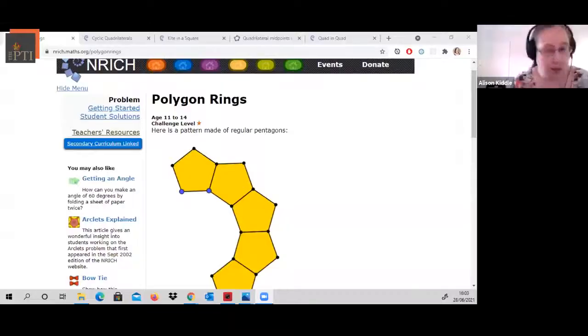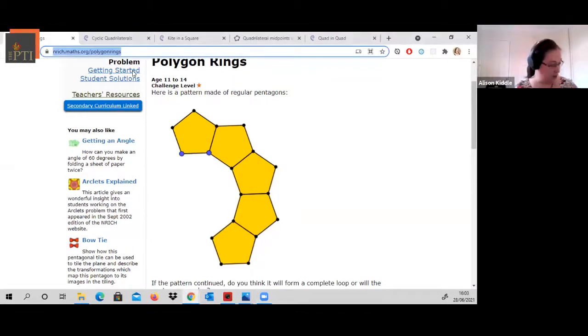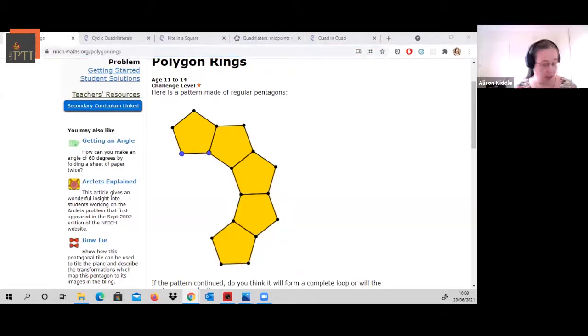So to kick off, I'm just going to share my screen with you and show you our first task of the afternoon, which is Polygon Rings. Just pop in the chat whether you did have a chance to look at this problem before today. If you are seeing it for the first time, I'm going to put the link directly to the problem in the chat so that if at any point you want to click on it and have a quick look in more detail, you know where to find it. Excellent. Some of you have had a chance to have a brief look at it.